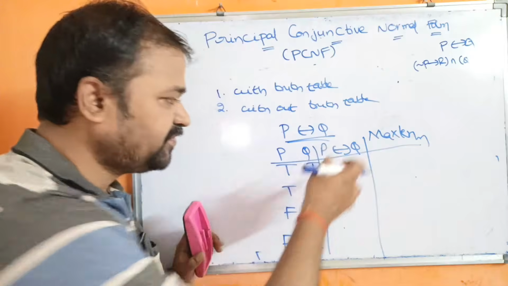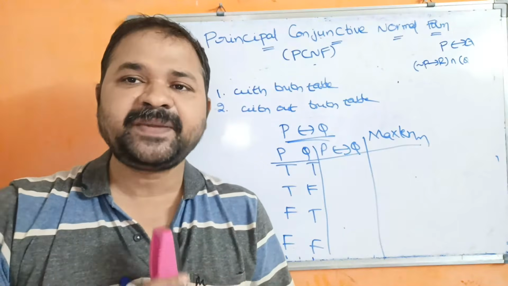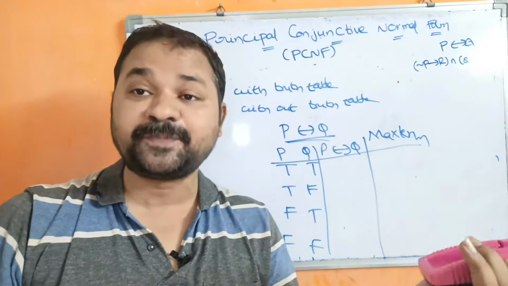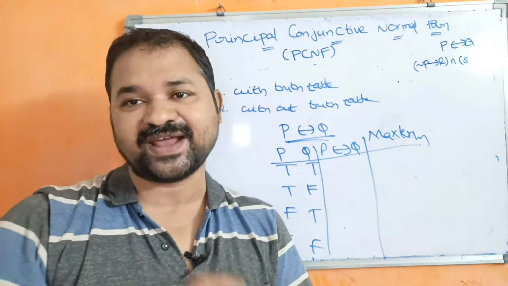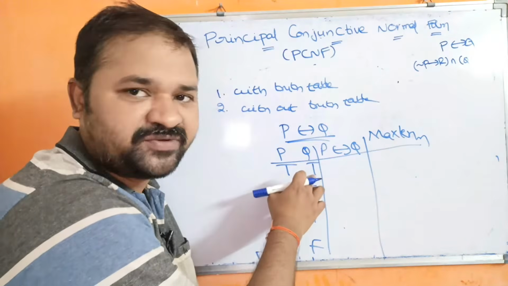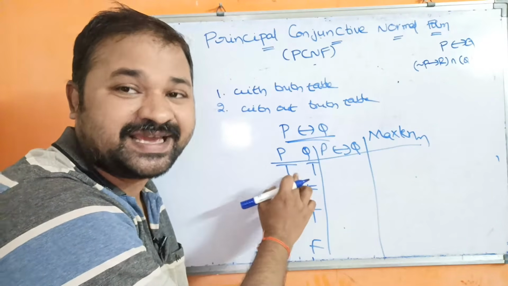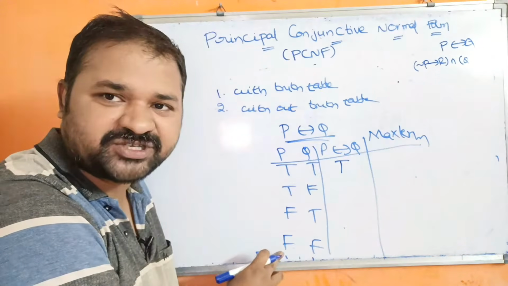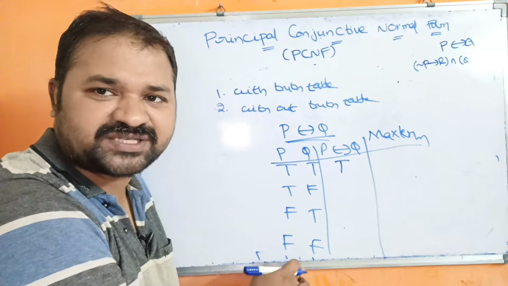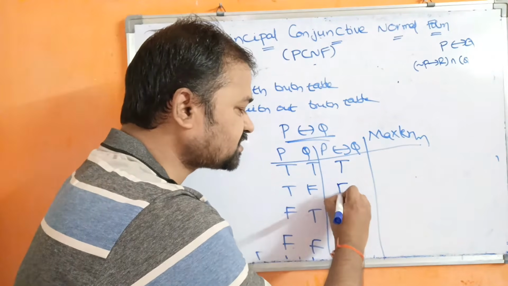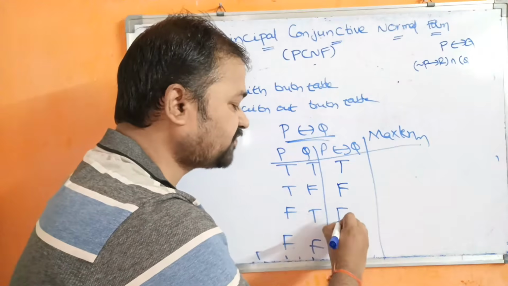We know what P biconditional Q is. P biconditional Q is true when both P and Q contain the same truth values. Otherwise, the result is false. Here P value is true, Q value is true. So both contain the same truth value, and the result is true. If you take the last combination, here P and Q values are false. Same truth value, so the result is true. True false means false, different truth values. False true means false.